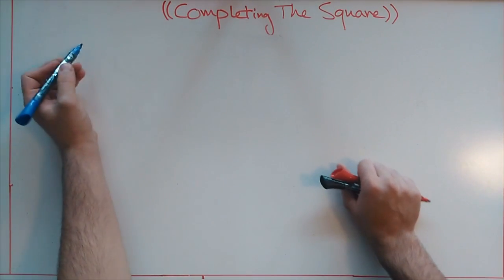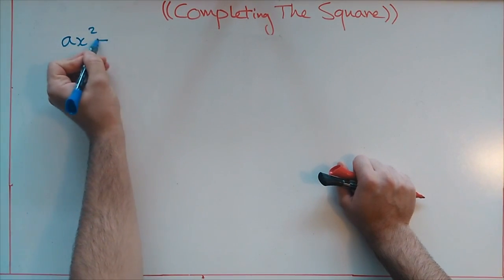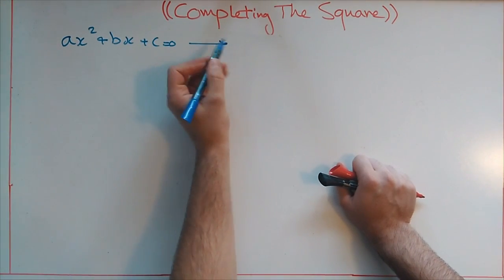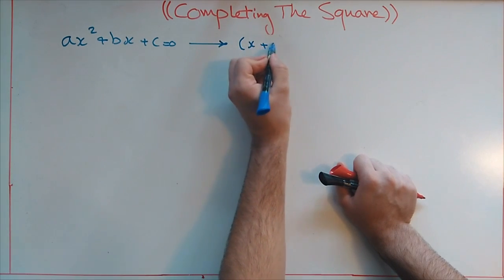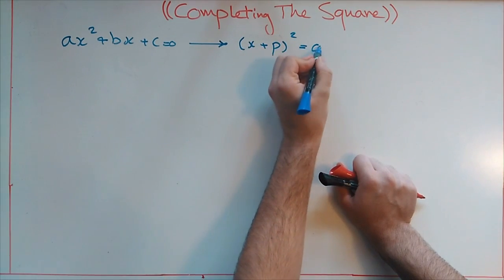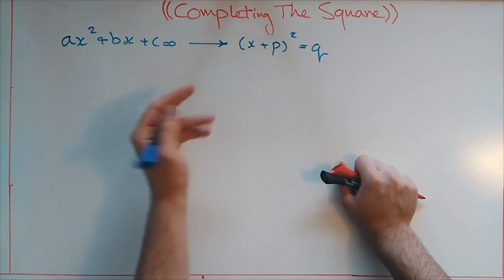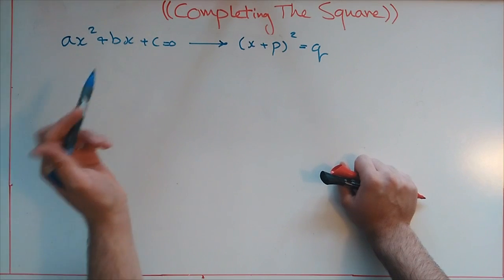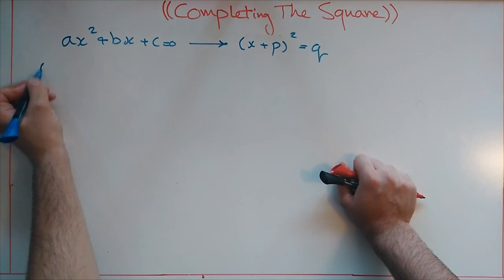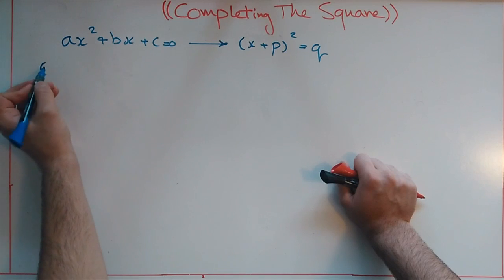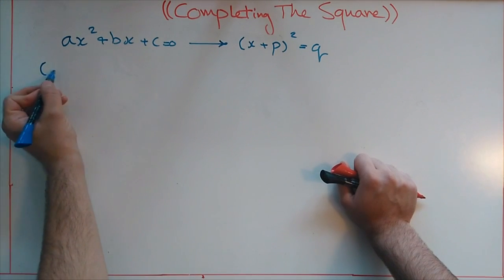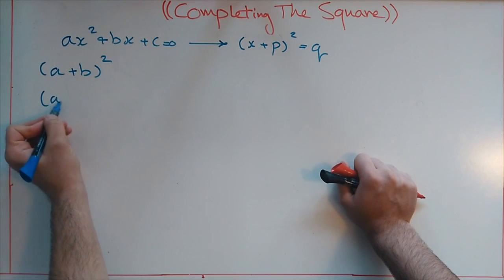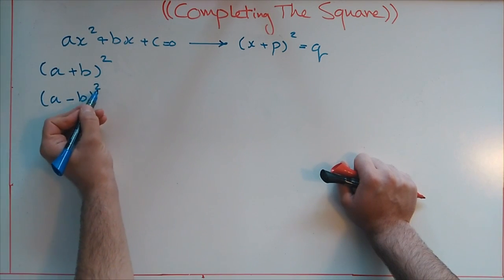Now, in order to change the standard form into the squared form, we need to know some basic rules. There are 3 basic rules that we need to know in order to change these forms correctly. We know 2 of them pretty good. One of them is a plus b squared. One of them is a minus b squared.